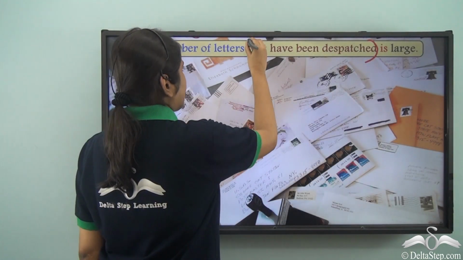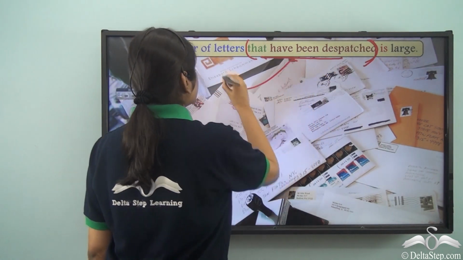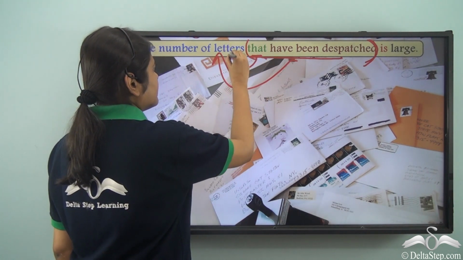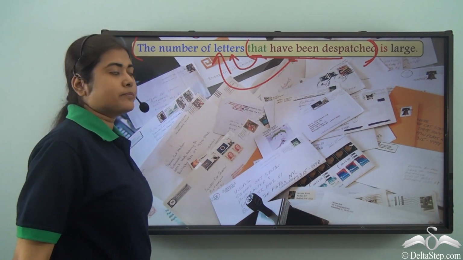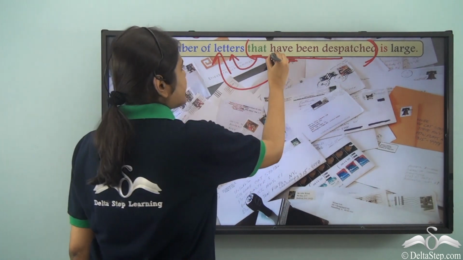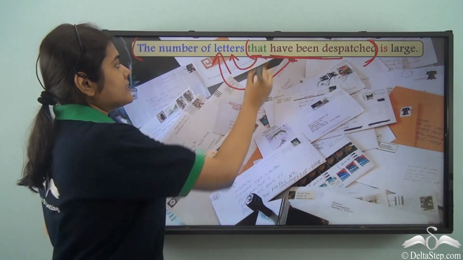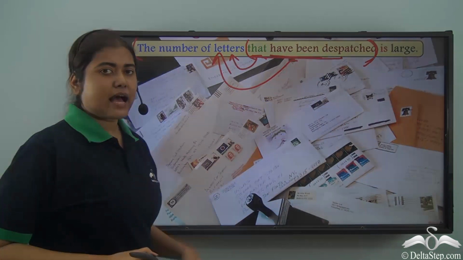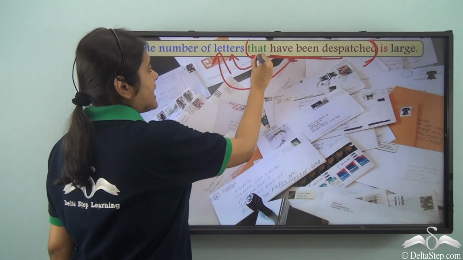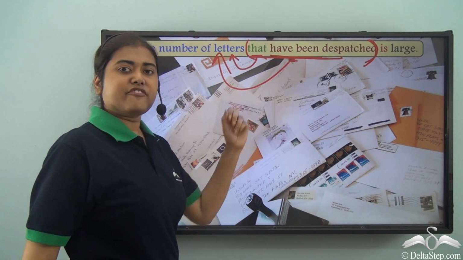Now this part, that have been dispatched, is actually referring to letters. So this that denotes the letters. Therefore, that is a plural subject in this case. Accordingly, have been dispatched is a plural verb which is used. So this particular part, that have been dispatched, is describing letters, and letters being plural, that denotes a plural subject. Accordingly, we have a plural verb, have been dispatched.